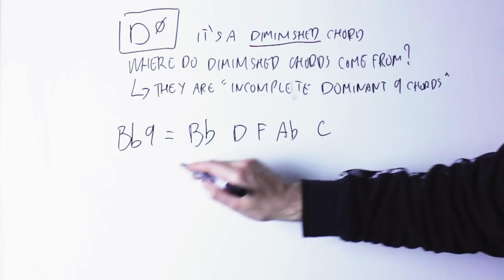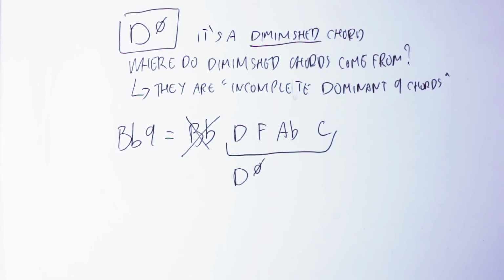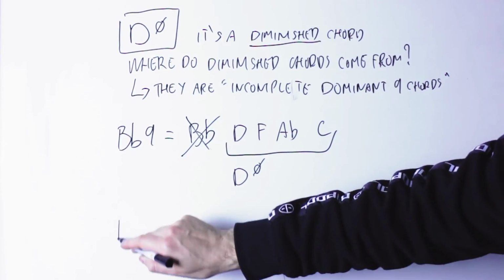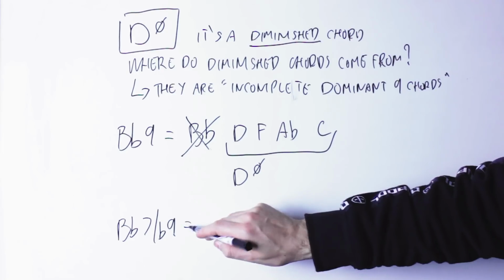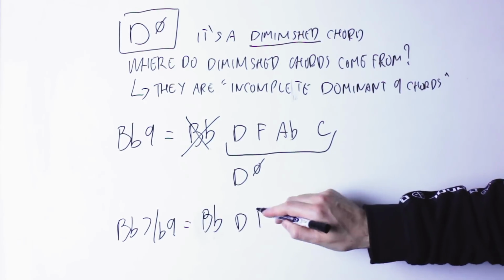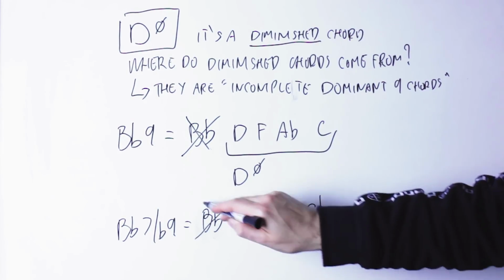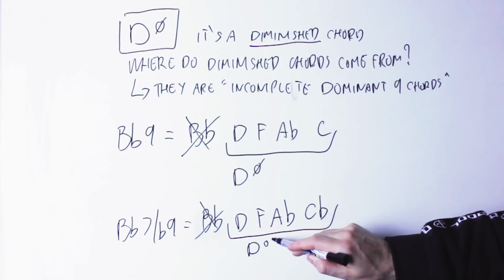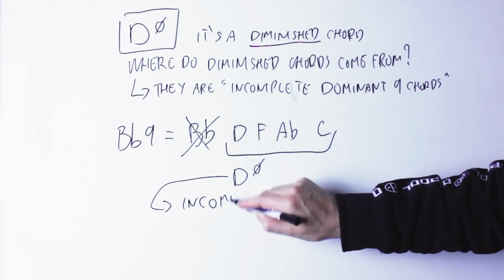If I eliminate the root B flat, I am left with a D half diminished chord. Notice that this is very similar to the origin of the fully diminished chord, only the fully diminished chord will come from a B7 with a flat 9, so you have the notes B flat, D, F, A flat, and C flat if you want an harmonic to be. And when I eliminate the root of B flat, I am left with a D fully diminished chord.